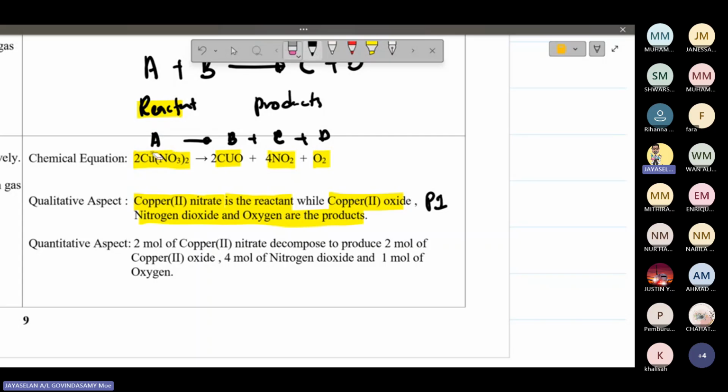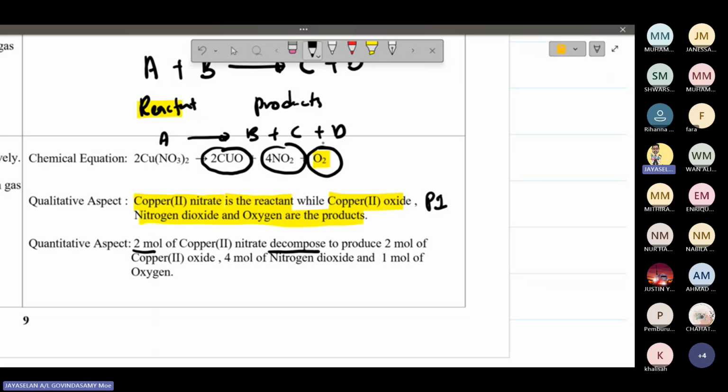This is qualitative. Okay, now quantitative pula macam mana? If there is A, arrow, B, C, D, you must use the word decompose. Sini berapa mol? 2 mol. So I put 2 mol. You write the name of this compound, copper(II) nitrate, decomposes to produce 2 mole of copper(II) oxide, 4 moles of nitrogen dioxide, and bila tak ada number, 1 mole of oxygen. You already score 0.2. Any question?